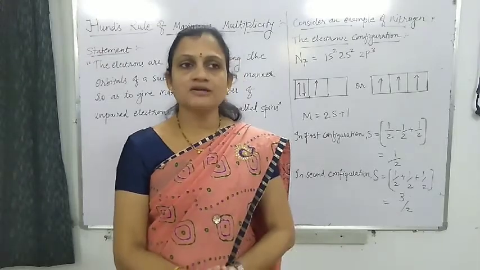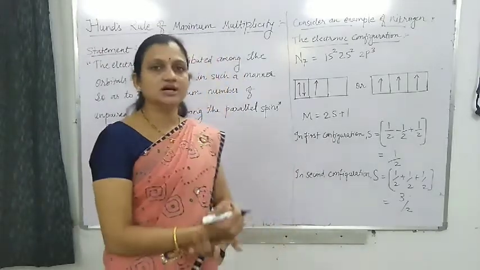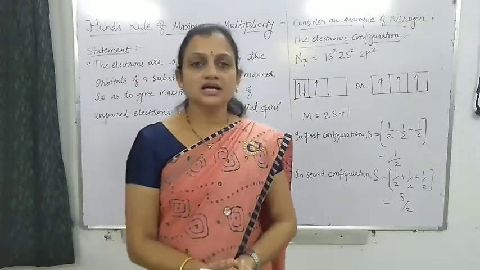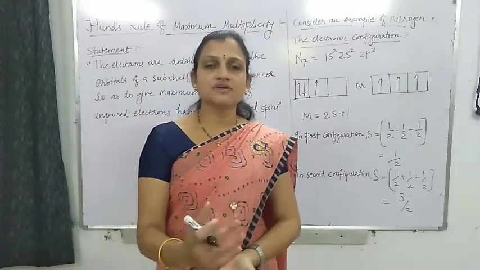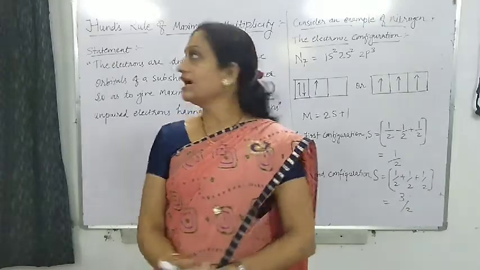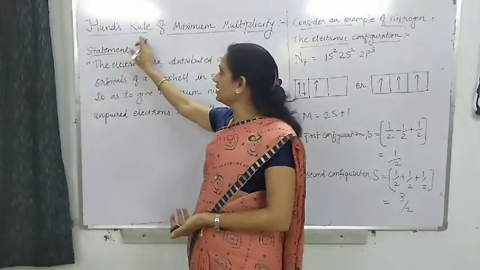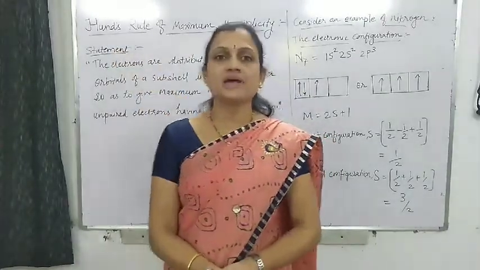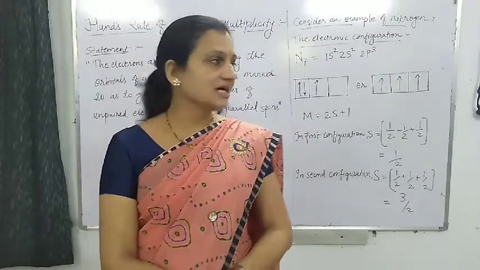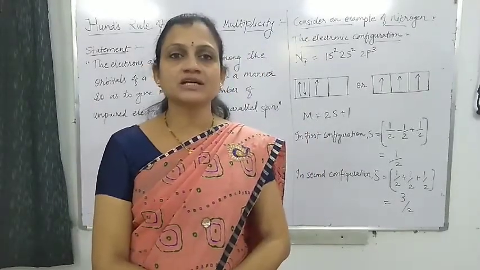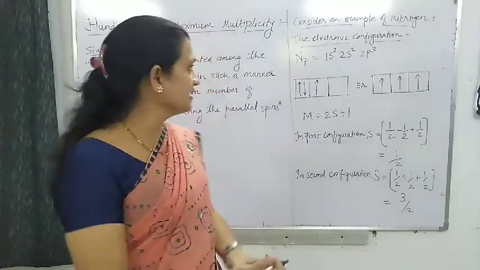So that problem was solved by the scientist Hund. So he introduced one rule that is known as Hund's rule of maximum multiplicity. इसका नाम है Hund's rule of maximum multiplicity. So इसका स्टेटमेंट क्या है?